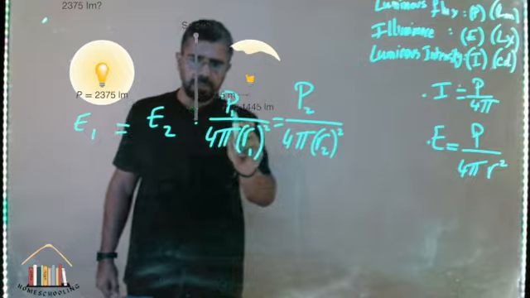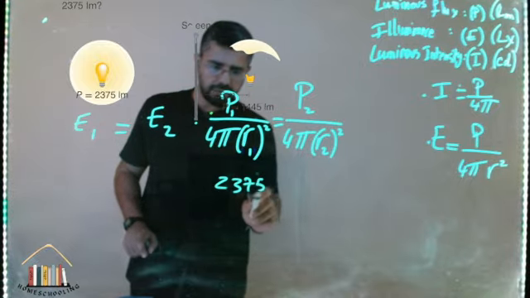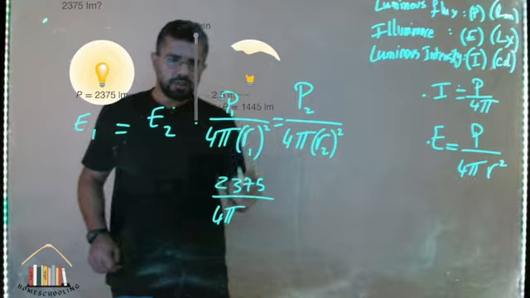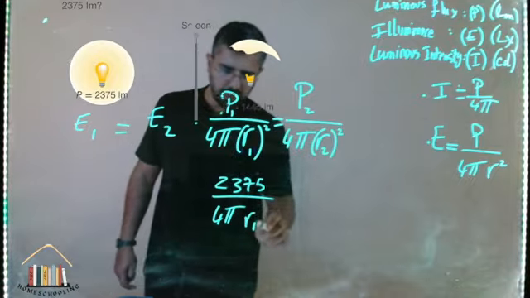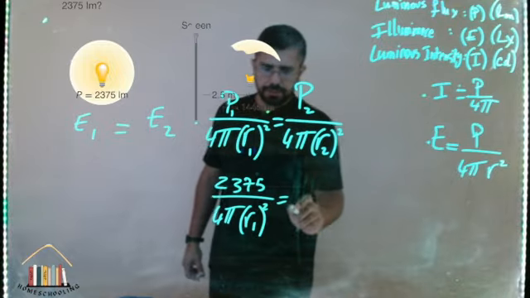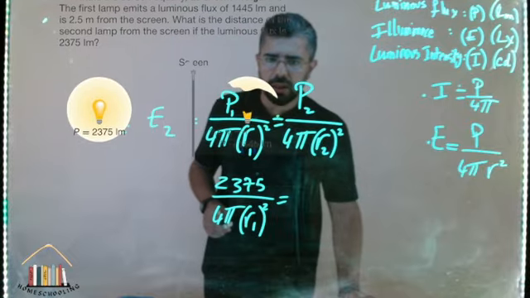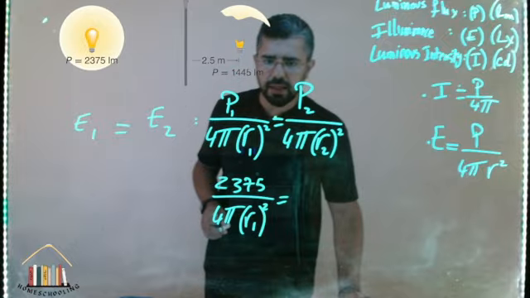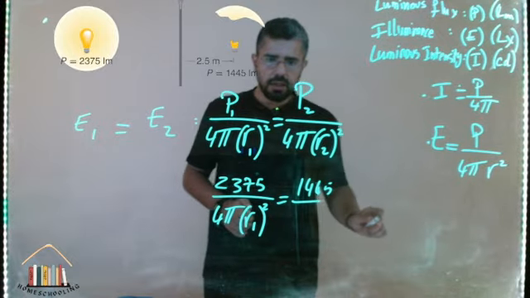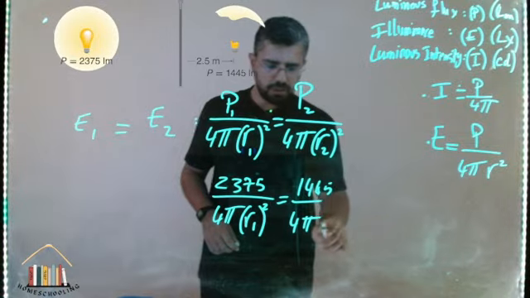So what can you say here? P1 is given, it's 2375 divided by 4 pi. Here is the unknown, so r1. I will keep it r1 squared, or you can put it as x because it's the unknown. It's equal. P2 is given as well. What's the value of P2 again? It's 1445. Yes, it's shown here. 1445 over, also the same thing, 4 pi. Here the distance is given, it's 2.5 squared.